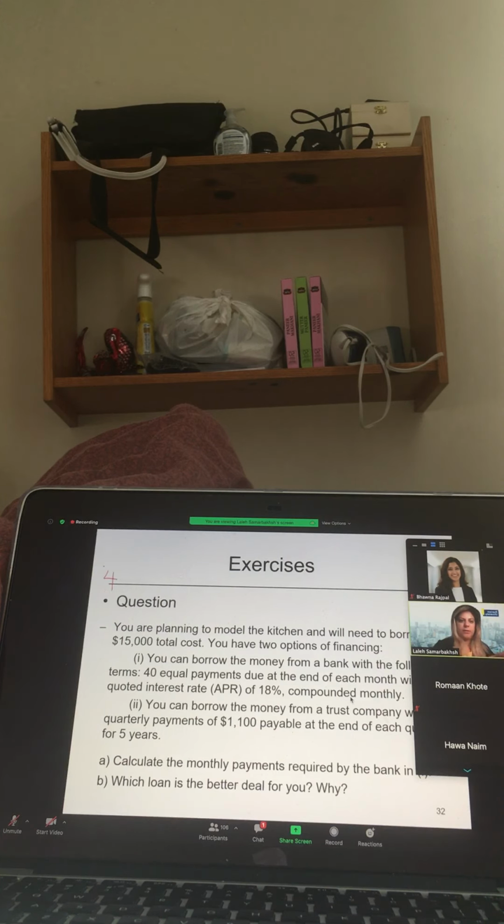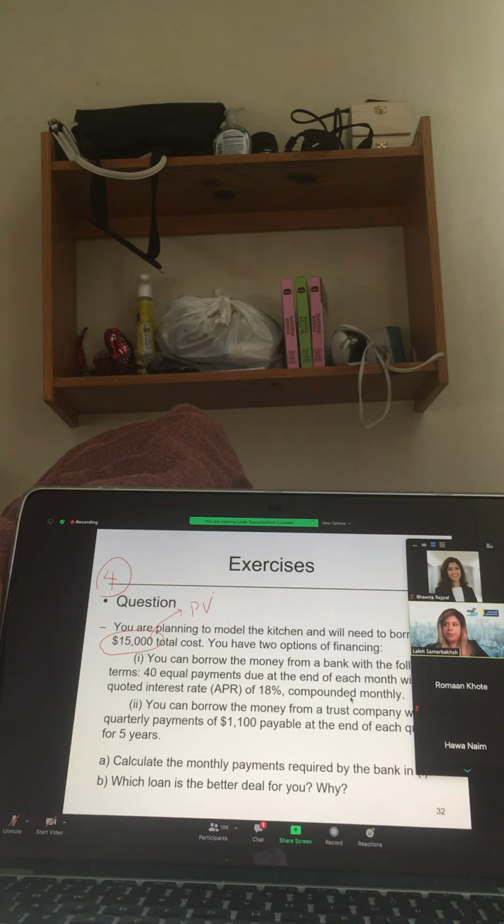Okay, this is going to be our question 4 in this set of slides. It says you're planning to remodel the kitchen, and you'll need to borrow $15,000 total cost, okay? So in this question, you're going to need $15,000 for your renovation. This is borrowing. So is it fair that I say that this is the present value of the borrowing, like the mortgage size, the principal borrowing?